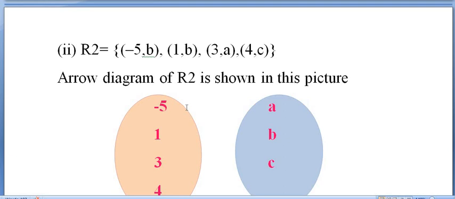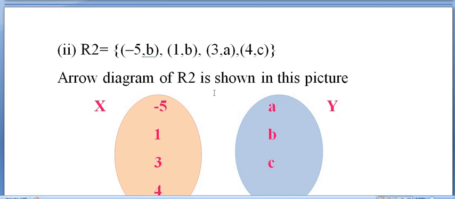R2 equals (minus 5, B), (1, B), (3, A), (4, C). So (minus 5, B). Already we know this is the set of capital X. This one we know. What is that?